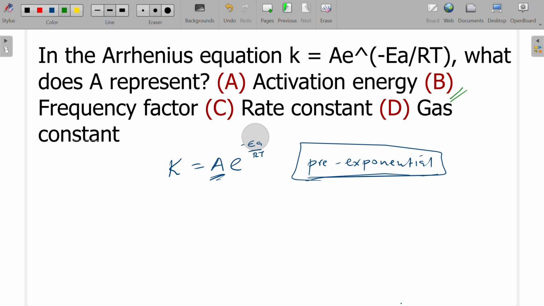It's not the rate constant, it's not the gas constant, it's not the activation energy, but it is the frequency factor. Activation energy is the Ea on top there. The rate constant is this K we have here. R is the ideal gas constant, which is the gas constant we're being told here, and T is temperature. So this is the frequency factor. So that's it for this video.